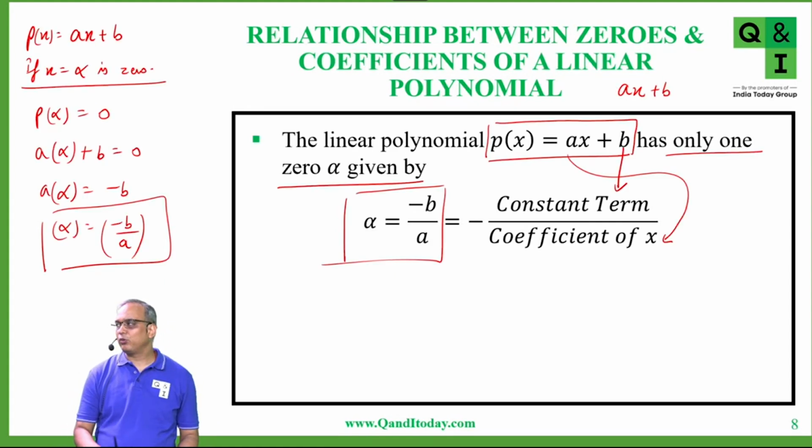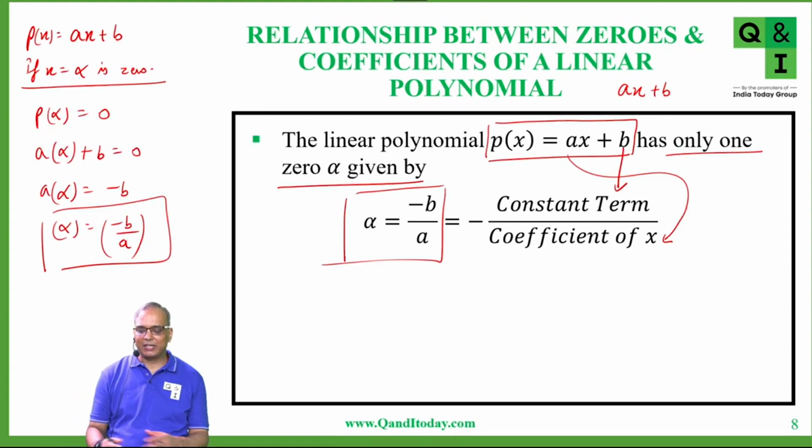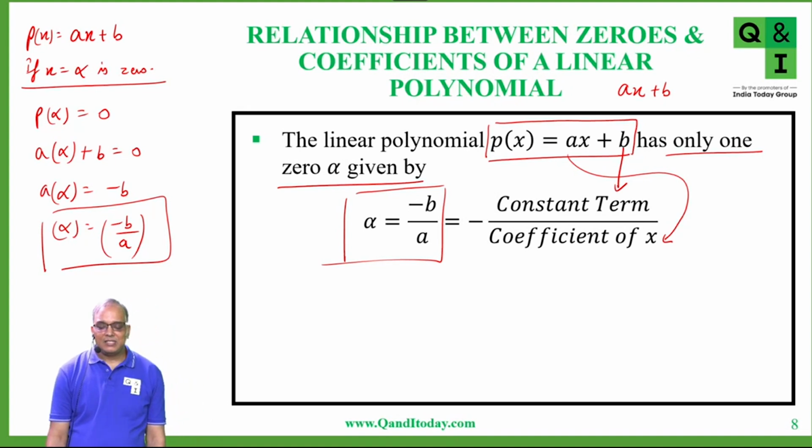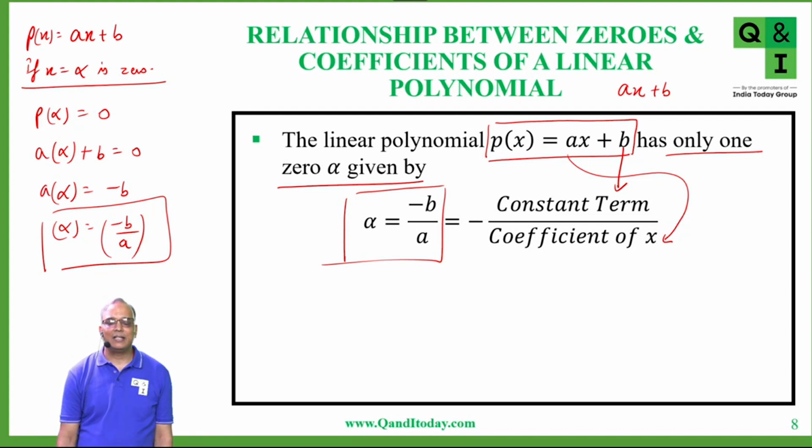If you want to write this, please write this down so that I can move to the next slide. So, the relationship between zero and coefficient of a linear polynomial: the root or zero of the polynomial, alpha, is equal to minus of b by a, where b is the constant term and a is the coefficient of x. Done?